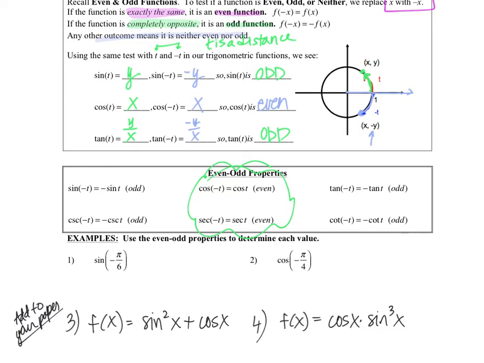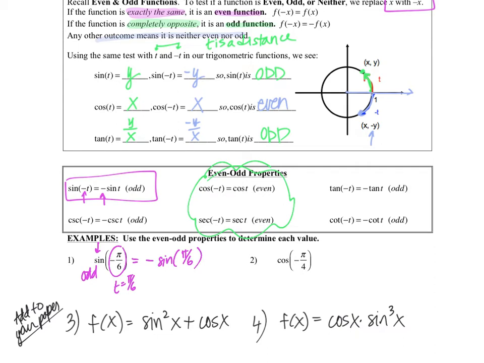So the first one says the sine of negative pi over 6. So the first thing I want you to think about is, is sine even or odd? We know sine is odd. So basically what that means is if I have a negative t value, then it's going to be the negative sine of t, okay? Therefore, this is my negative t value, right? t is pi over 6, that's negative, so that's equal to negative sine of pi over 6.